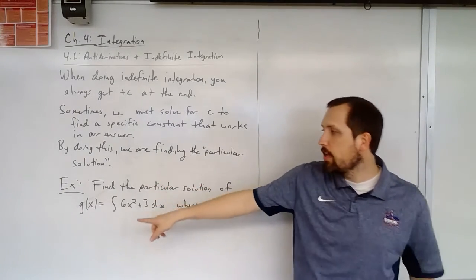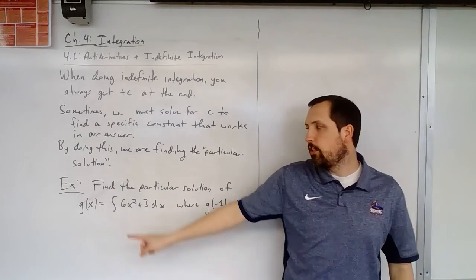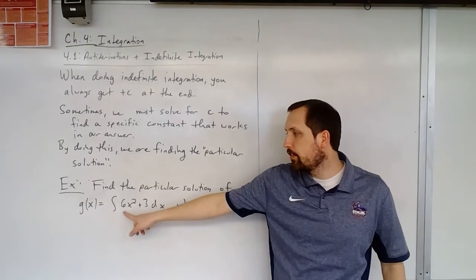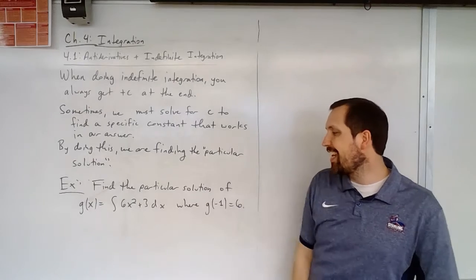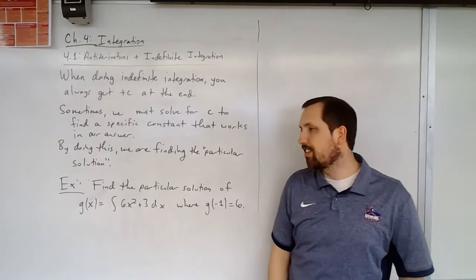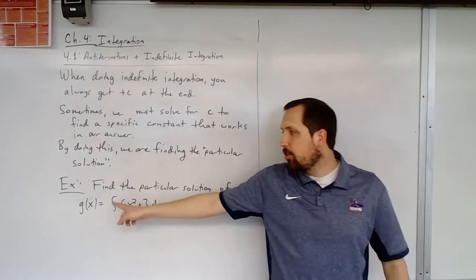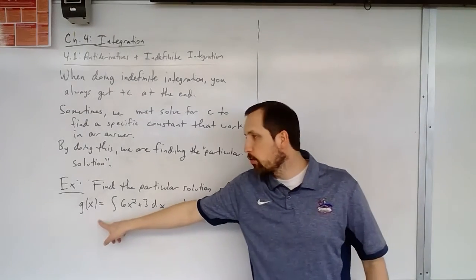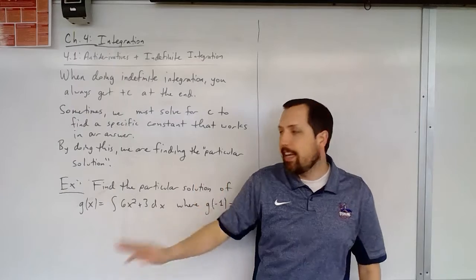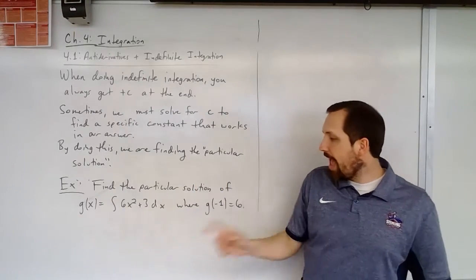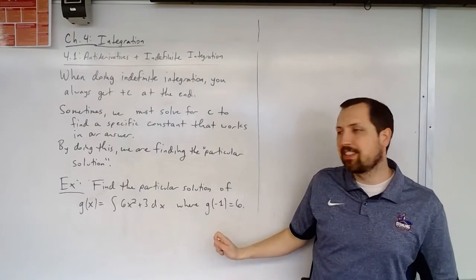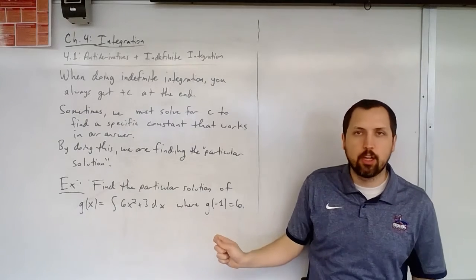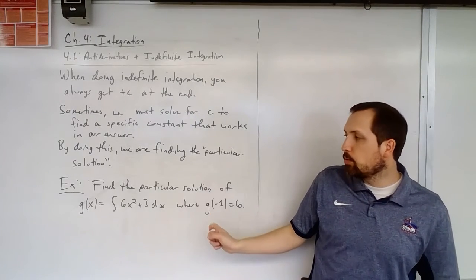So if we take a look at an example, find the particular solution of g of x is equal to the integral of 6x squared plus 3 dx, where g of negative 1 is equal to 6. So notice this integral over here, I could find this general solution, this general indefinite integration. But I have this additional piece of information that says g of negative 1 equals 6. So we'll see how that gets used.